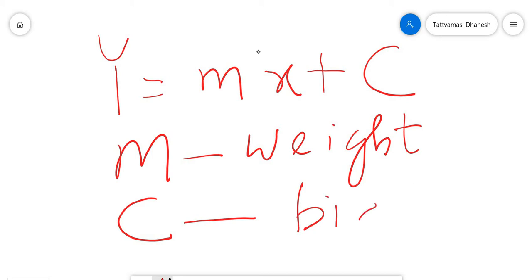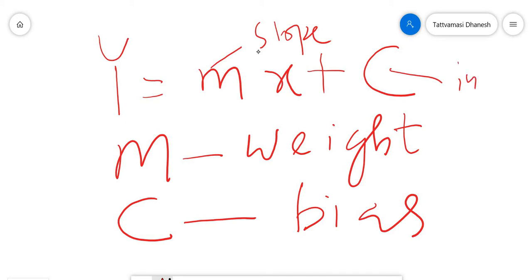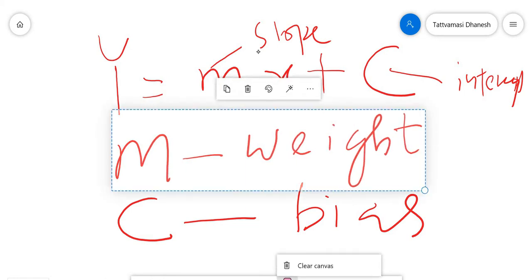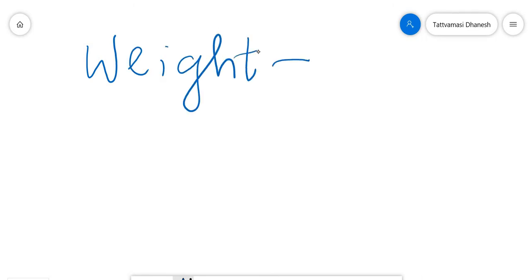What is c in this equation? c is the y-intercept. m is the slope. So I told you about weight and bias. Now weight is denoted by the letter W or theta. Here we are using the letter theta. Weight is denoted by the letter theta.